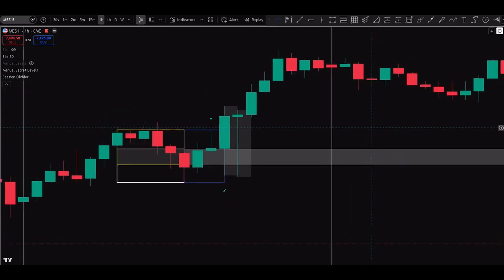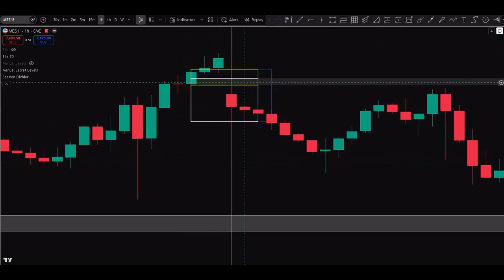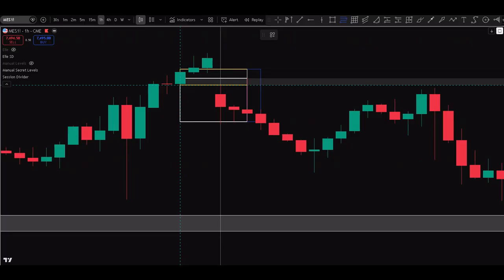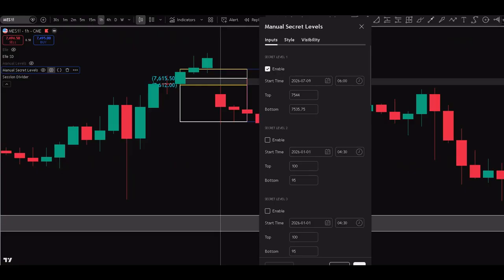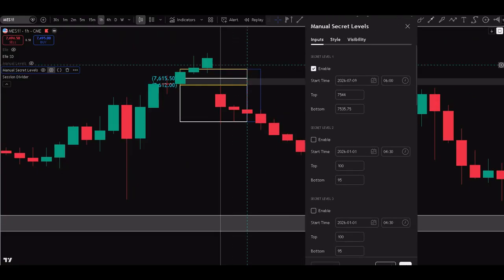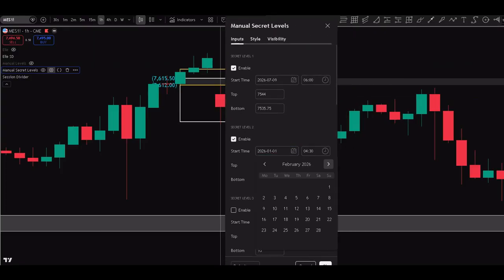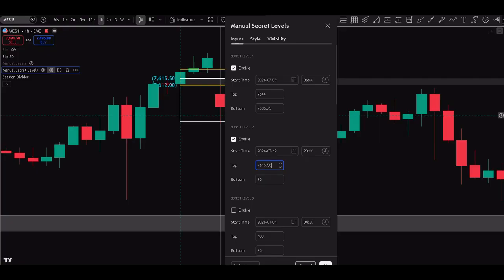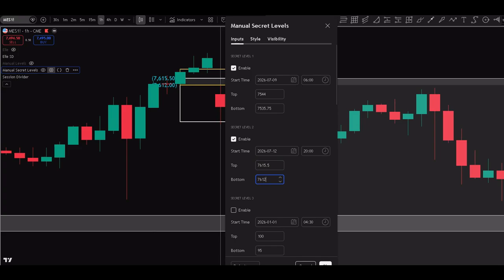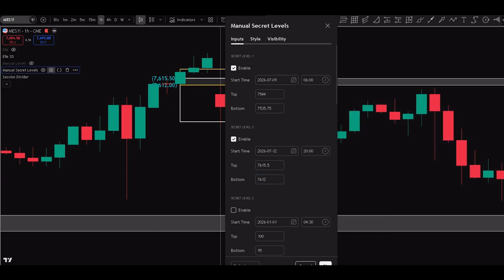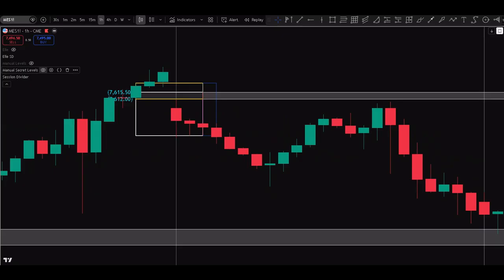If we go up here and take a look at this secret level, we'll do the same thing. We'll just find the overlapping gap and come into our secret levels. This containment zone was created at 8 p.m. on July 12th. So we'll enable it, 8 p.m. July 12th, and we'll type in these prices, 7615.50 and 7612. And there's our manual secret level.